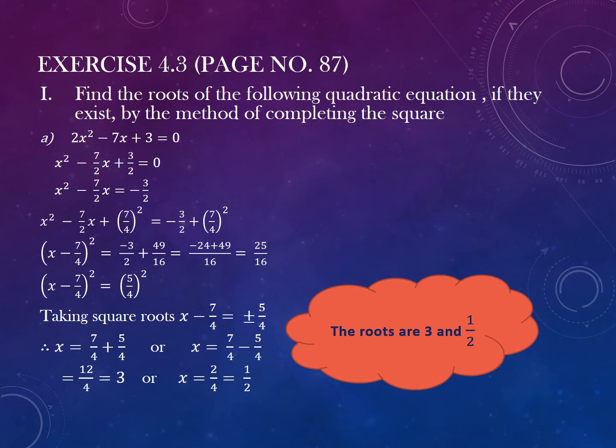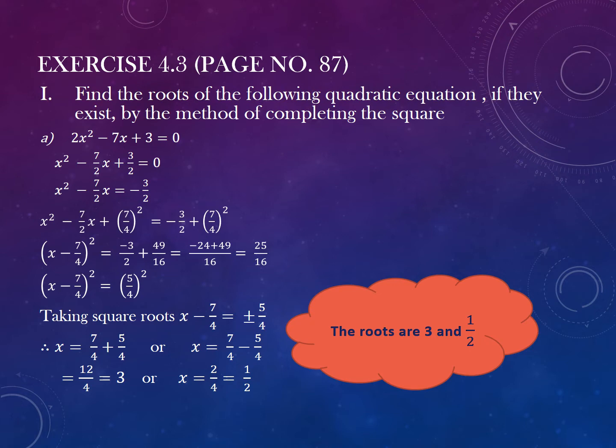Now in second step, we need to transpose the constant. Here the constant is 3 by 2. Taking the constant to the right hand side, our equation is x square minus 7 by 2x equals negative 3 by 2.